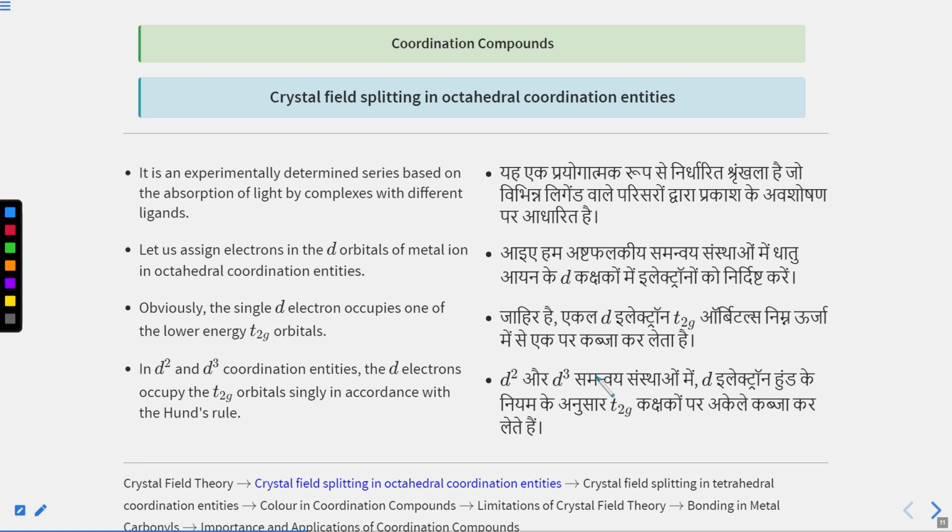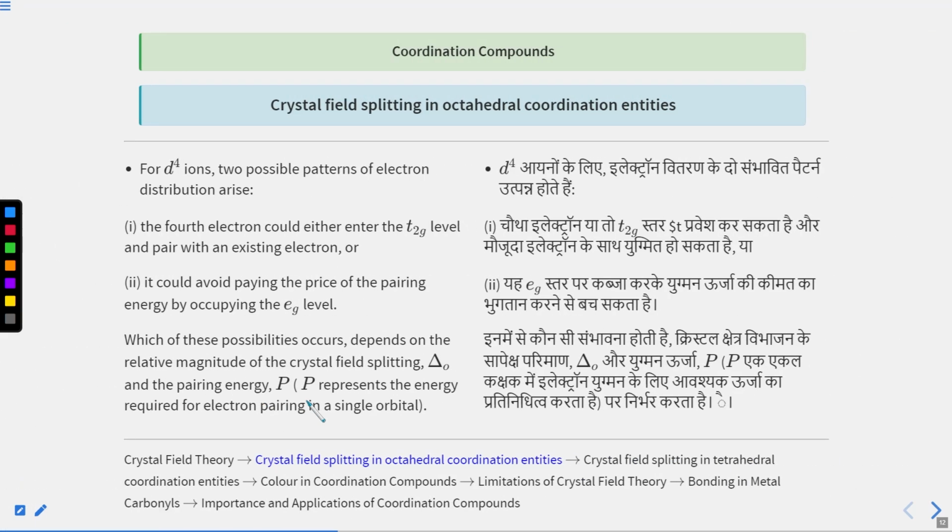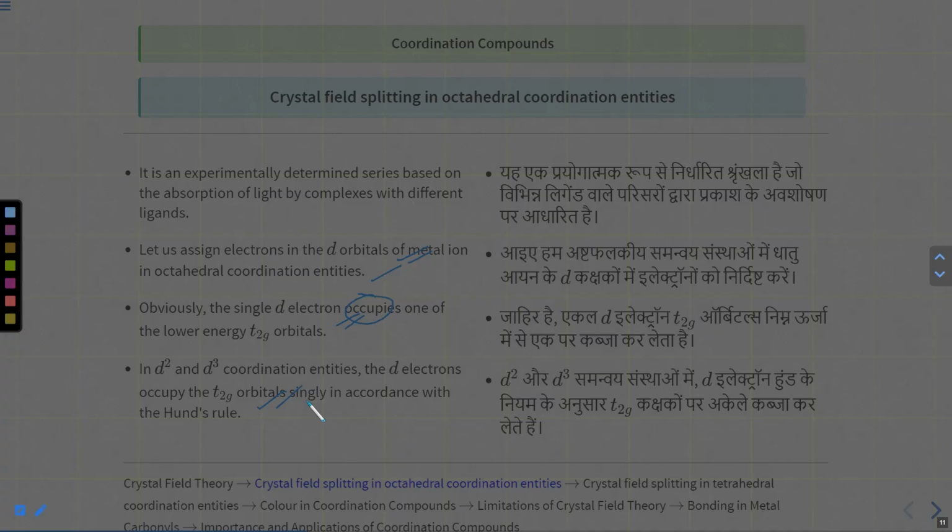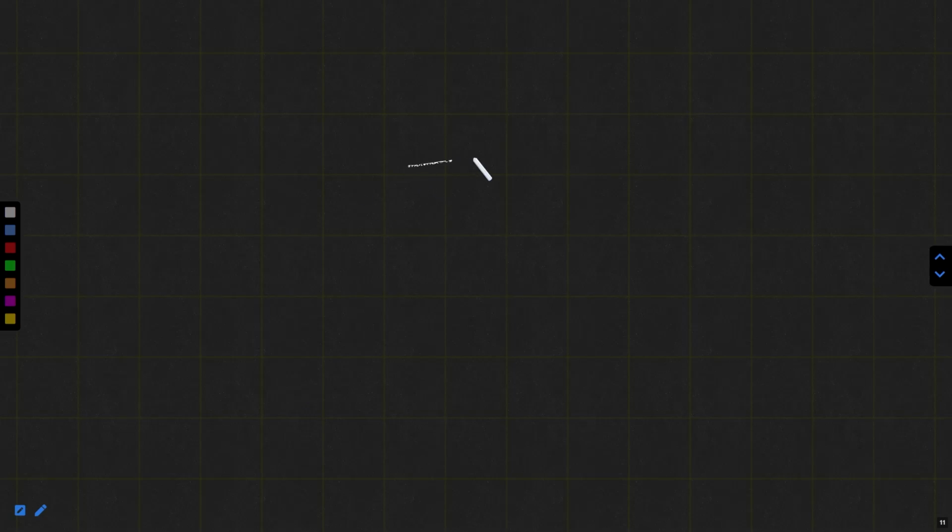Now, suppose let us assign the electrons in the d orbitals of the metal ion in an octahedral complex. Obviously, the single d electron occupies one of the lower t2g orbitals. In d2, d3, the d electrons occupy the t2g singly in accordance with Hund's rule. So if you just try to draw the splitting, this will look like this.